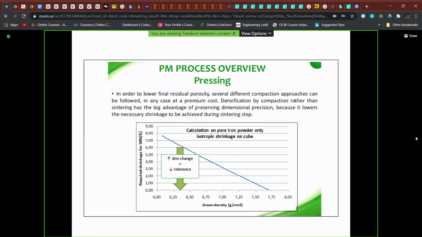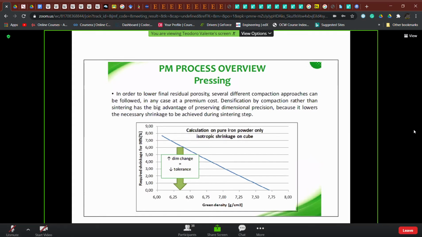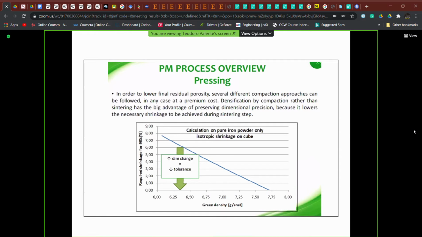Densification by compaction rather than sintering has the main advantage of preserving dimensional precision, because it lowers the shrinkage which is achieved during the sintering step. This means that if we use as pre-sintered material a green compact having a higher value of density, that is a lower value of porosity, we can expect lower shrinkage phenomena, which obviously affect the final shape and size of the component.